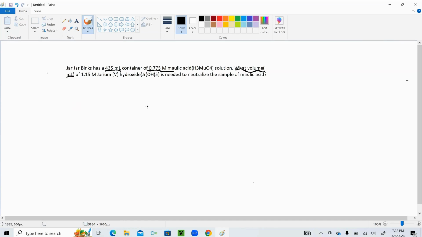Okay, so Jar Jar Binks has a 435 milliliter container of 0.775 molar malic acid, H3MuO4 solution. What volume of 1.15 molar gerium 5 hydroxide is needed to neutralize the sample of malic acid?